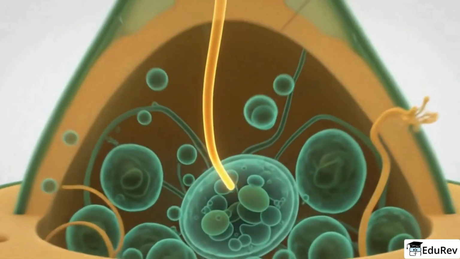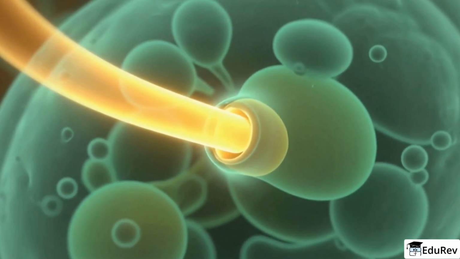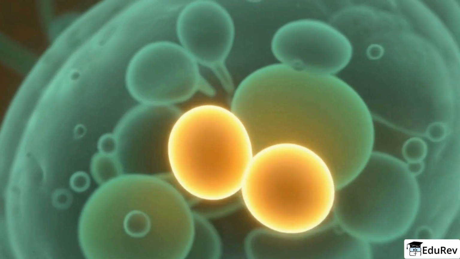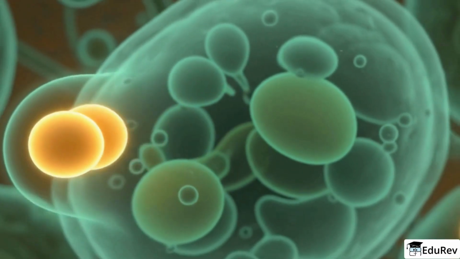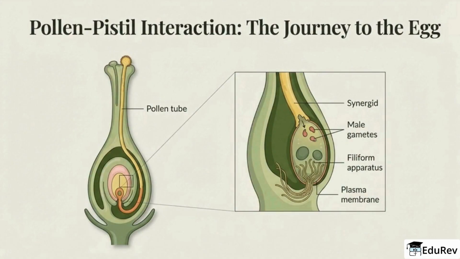Once a compatible pollen grain lands on the stigma, it hydrates and germinates, sending a pollen tube down through the style. That tube navigates toward the ovule, guided by signals from the synergids, and the two male gametes travel inside the tube toward the embryo sac to accomplish fertilization.